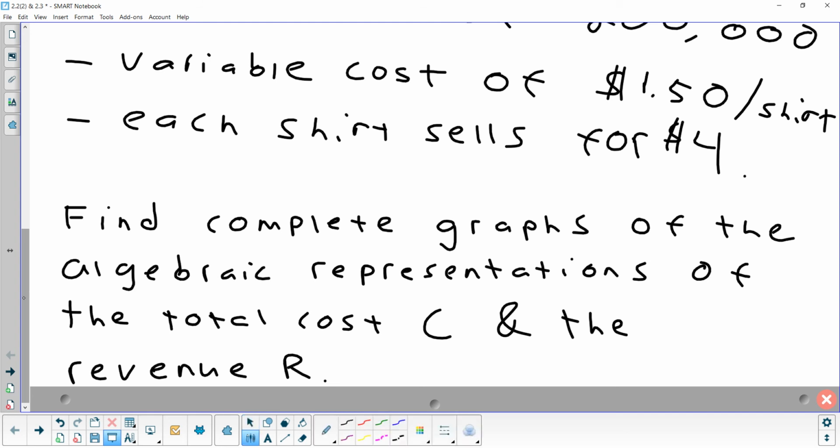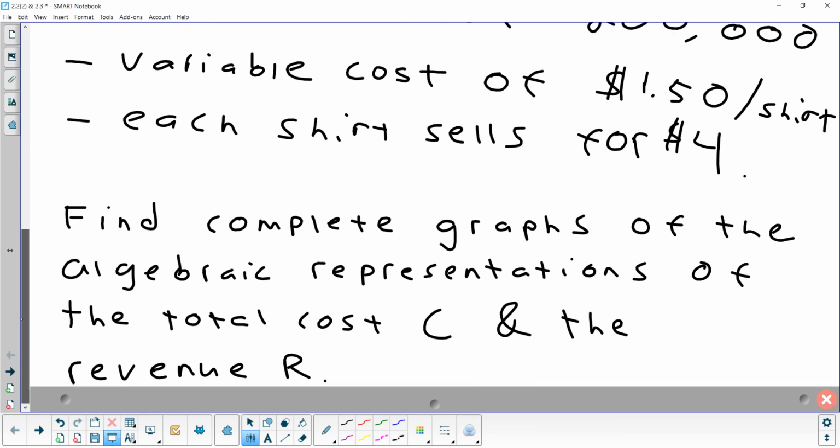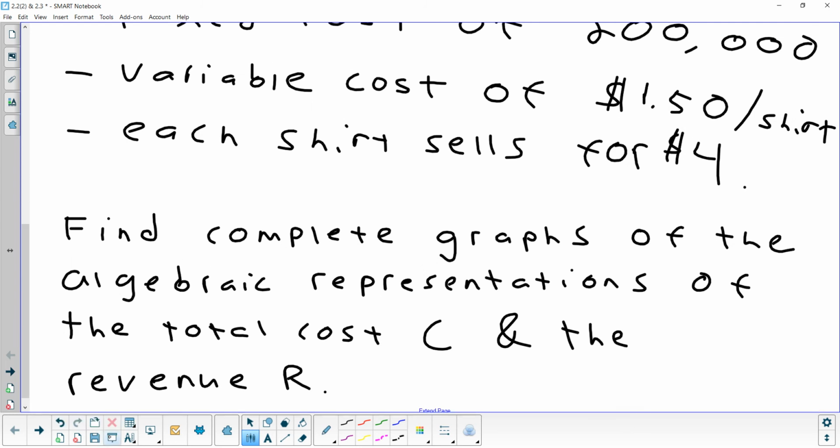Now, whether we're talking about the variable cost or the revenue that the company makes, it depends on what? What controls the variable cost? Yeah? How many shirts they make. Right, how many shirts they make. That also controls the revenue, how many shirts they make. The number of shirts has no effect on the $200,000. That's just fixed cost.